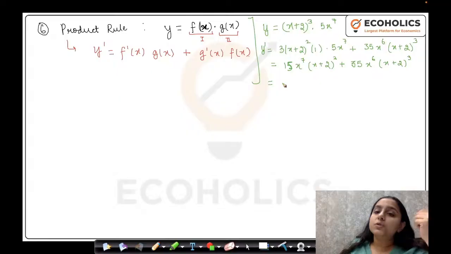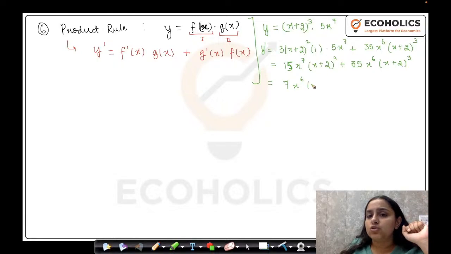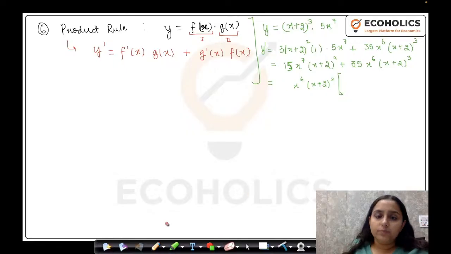तो इसमें से common क्या ले सकते हैं हम? What can I take common from here? 7x raised to the power 6 can be taken common and (x plus 2) square can be taken common. So what will be left? 5 will be common because 15 की table 5. So what will be left? 3. 15 में से 5 is out.